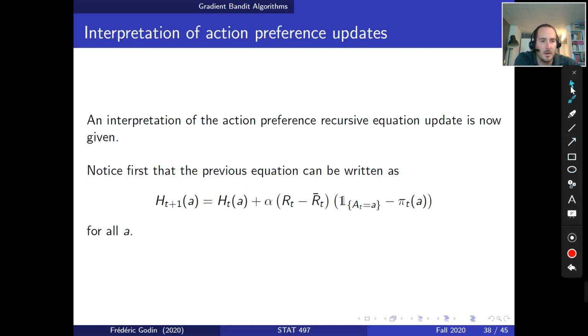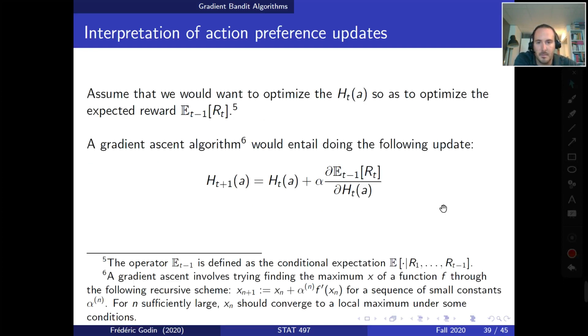Okay, let's go to the next slide. So what we want to do in that framework, now we will discuss how we found the previous equations. What we would like to do is to adjust the action preferences for all actions. So optimize action preferences h_t(a) for all a, so as to maximize the expected reward at the next play, at play t.